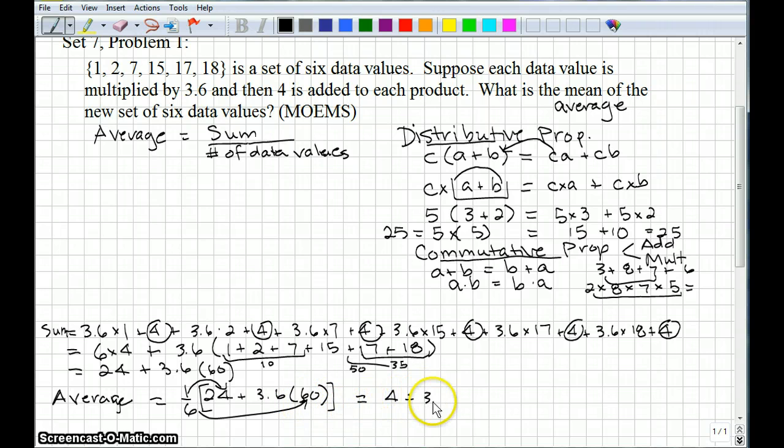So I got 3.6 times 10. Woohoo, look at that. Cool. All right, 3.6 times 10 is just 36. And if I add 4 to it, I get 40. Woohoo, I didn't even use a calculator. So, on a lot of these math competitions, you aren't allowed to use a calculator. So knowing how to use the distributive property and the commutative property in creative ways will make your life a lot easier. So get used to that.